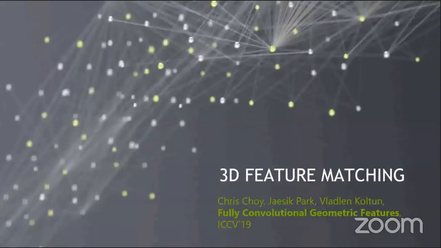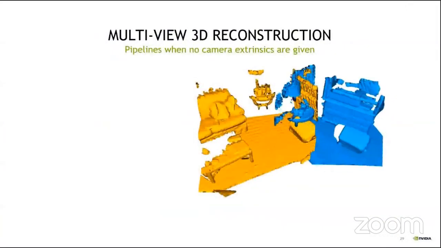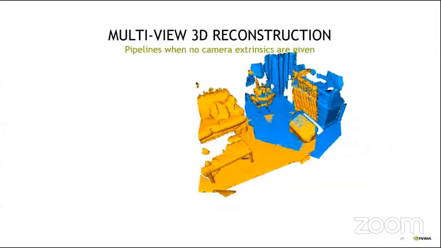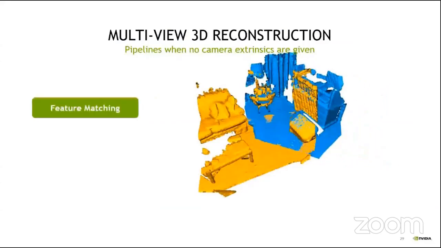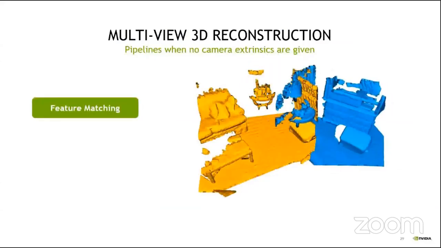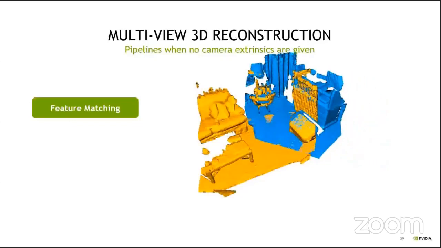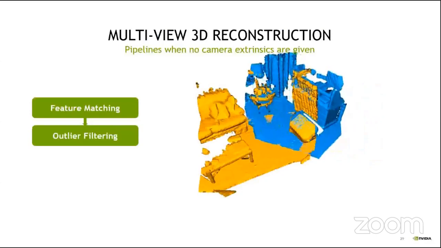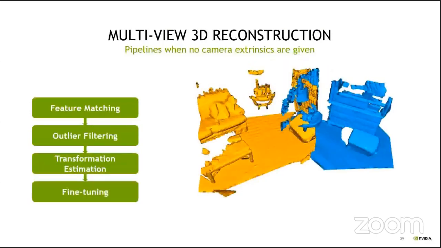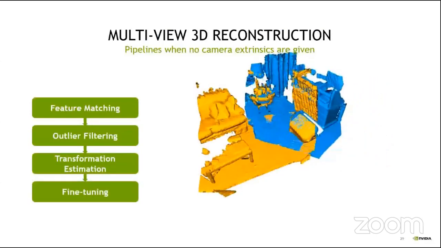The next paper I will present is Fully Convolutional Geometric Features, in which we proposed fast and accurate 3D geometric features. Specifically, generating geometric features is the first step in the 3D registration pipeline. First, we need to extract features and match those to get initial correspondences. Then, we filter out outliers and estimate the rigid transformation. Optionally, we can fine-tune the final registration.